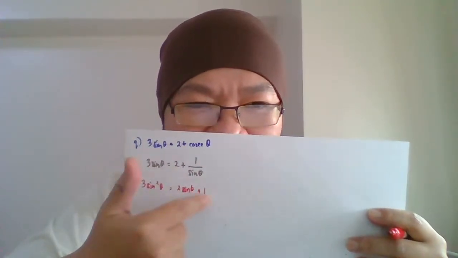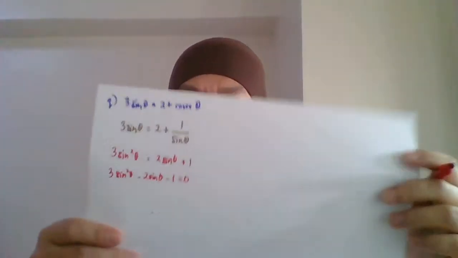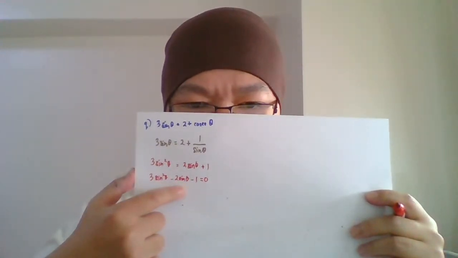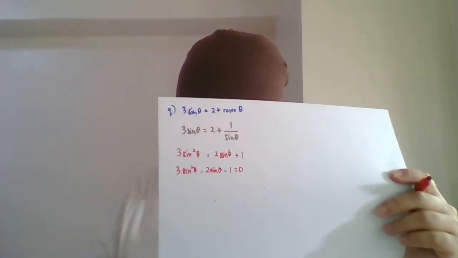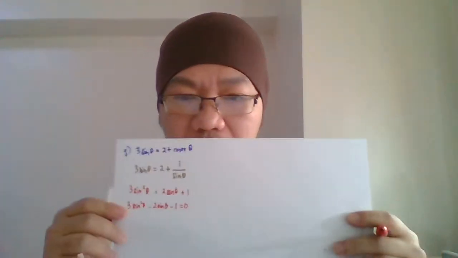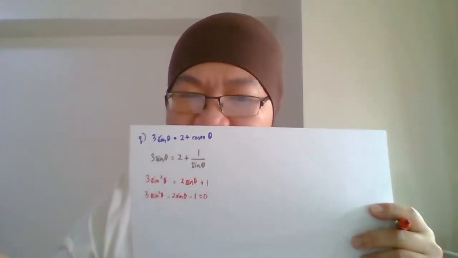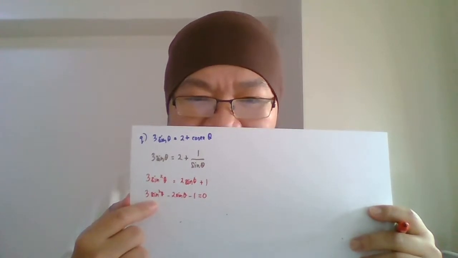So, move the right side to the left side, so it equals 0. Wait. 3 sin squared theta minus 2 sin theta minus 1 equals 0. Okay? This is the next step. We let our equation become a general form. Okay, so now this is easy for you, right? You know the steps of how to solve this problem.